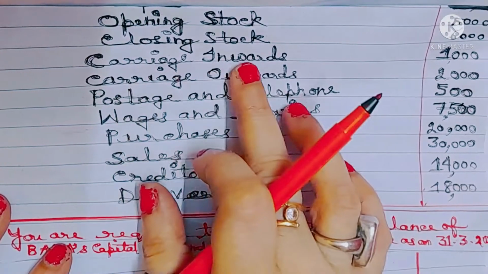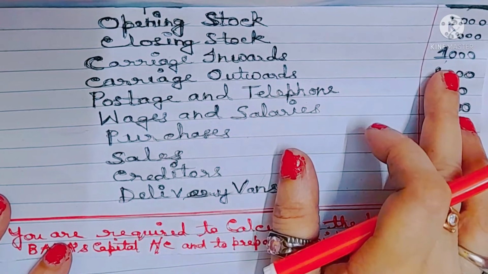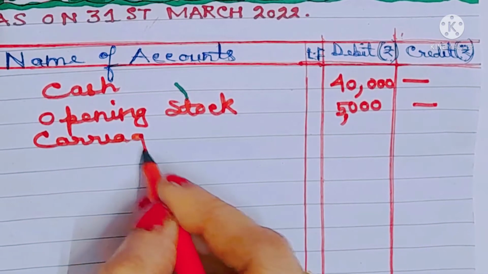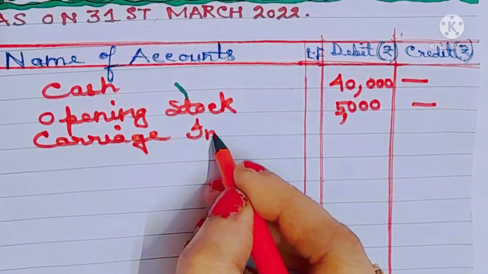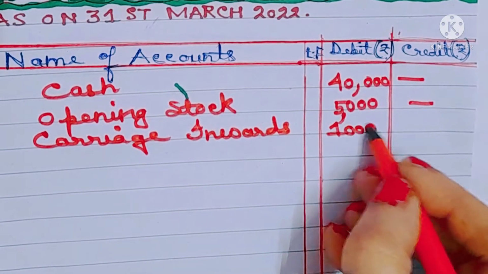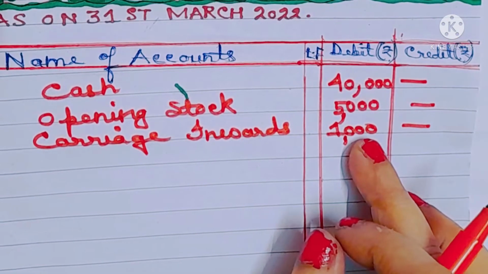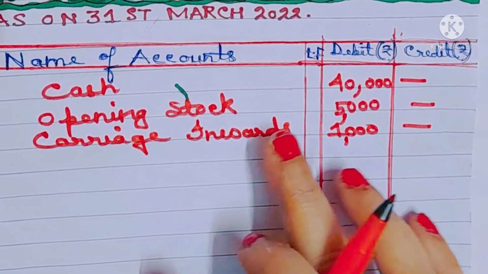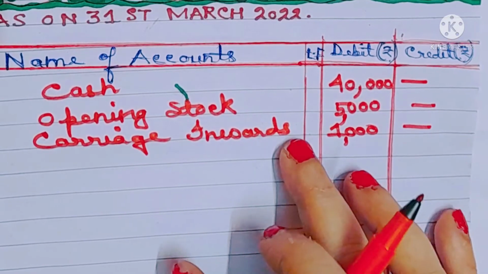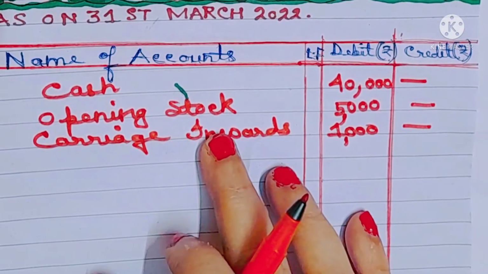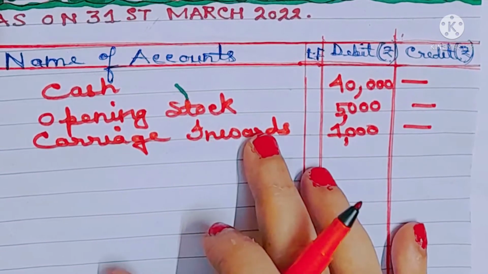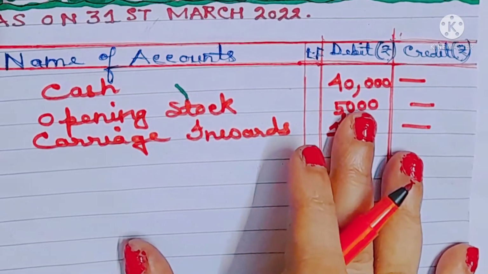The next account is Carriage Inwards, 1,000. Let's write Carriage Inwards. Carriage Inwards has a debit balance and that is the reason we have written 1,000 in the debit column. Carriage Inwards comes under nominal account. According to nominal account, all losses and expenses are debited. Here, carriage inwards is a transportation cost. So, carriage inwards is an expense for the business. So, carriage inwards will be debited. Understood? Now, let's see the next account.